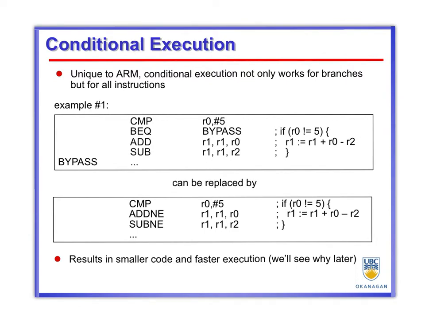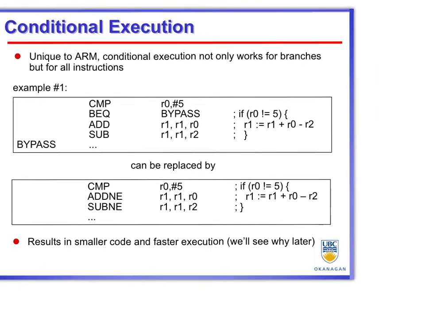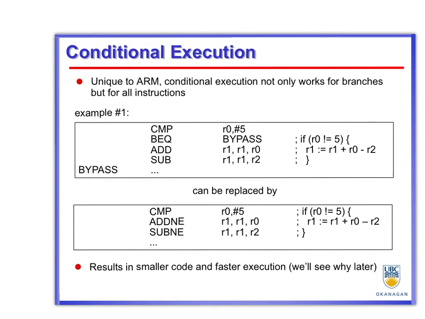So, for instance, first look at this little bit of C code over here, okay? A simple if statement. If R0 is not equal to 5, I want to do this operation. R1 plus R0 minus R2 gets put into R1. Okay, obviously, if R0 is equal to 5, this gets skipped and we go on with whatever comes after that.